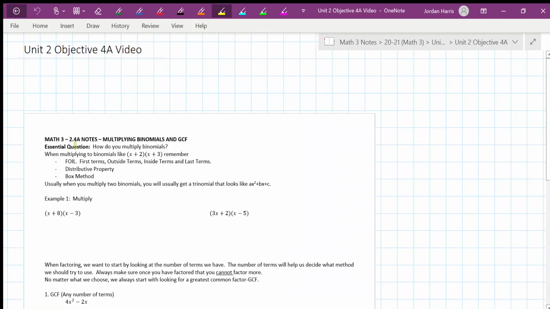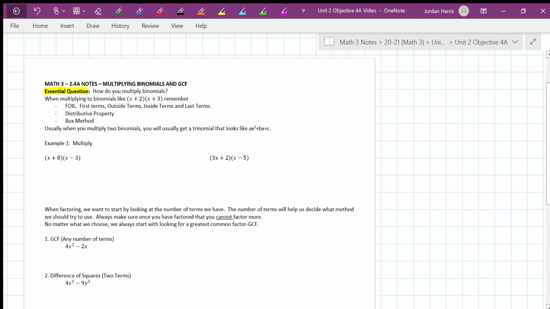This is 2.4a notes, multiplying binomials and GCF. So we're getting into factoring. We're going to start with just multiplying, simple multiplication, pretty easy to deal with. And then we're going to look at the different types of factoring and do some simple factoring problems.